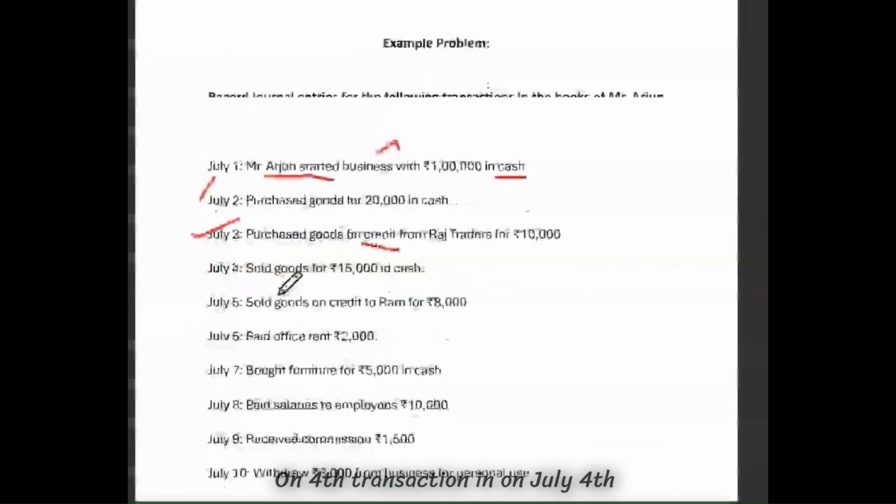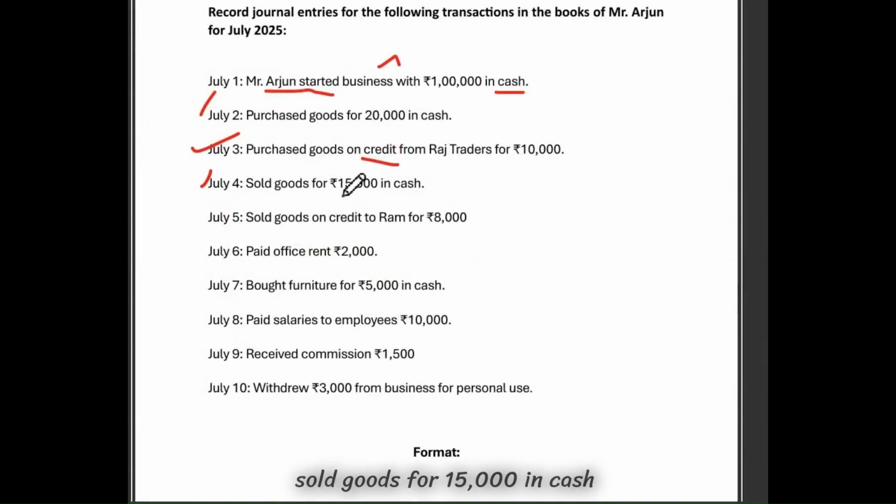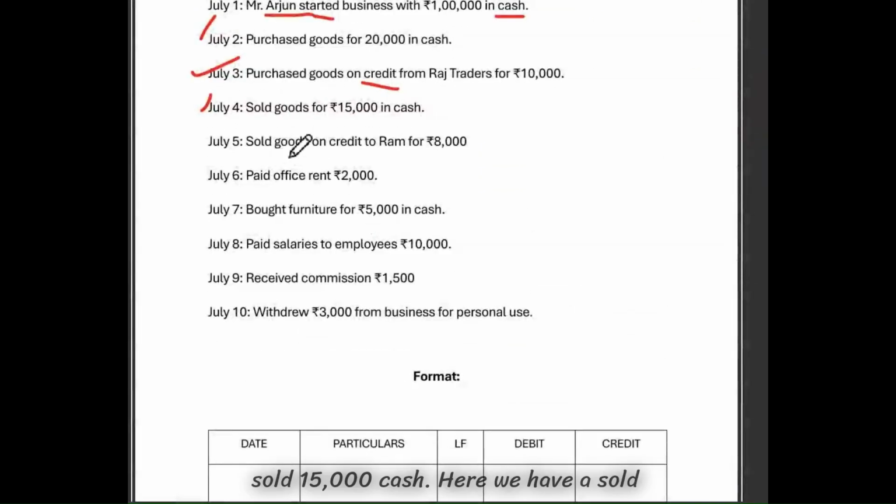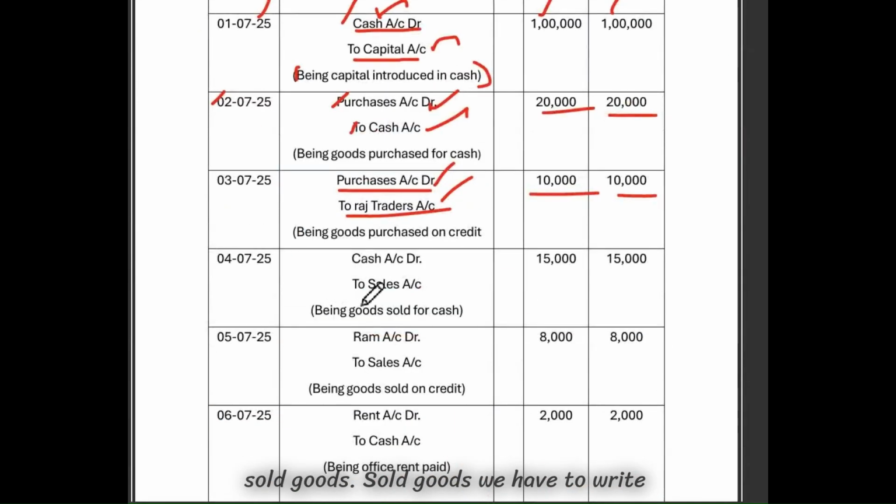On the fourth transaction, on July 4th, sold goods for 15,000 in cash. Here we have sold goods in cash. We have a cash account and sold goods. Sold goods we have to write as a sales account and cash account. Here cash is debit and sales is on credit.